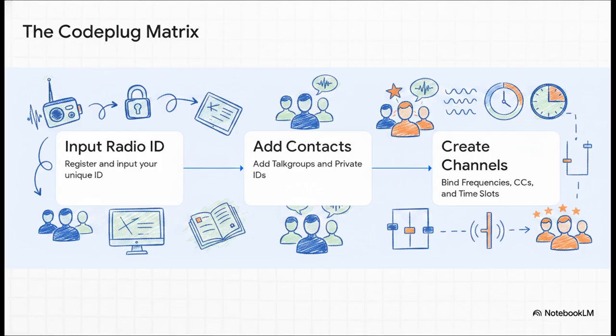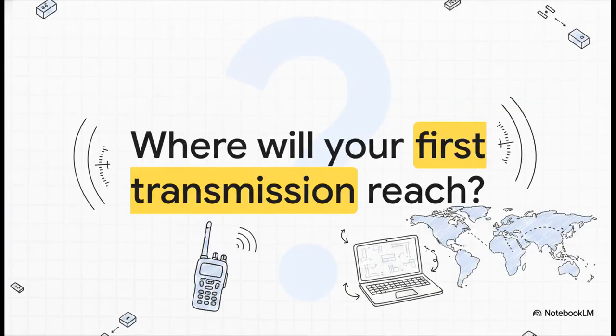This is the big one. This is where you bind everything together. You pair the frequencies with the right color code, you assign a time slot, and then you link it to the specific contact you want to reach. And guys, that is the core logic of digital mobile radio right there. Once you understand these building blocks, the jargon just fades away and this incredible world of global communication completely opens up to you. Thank you so much for learning with me today.